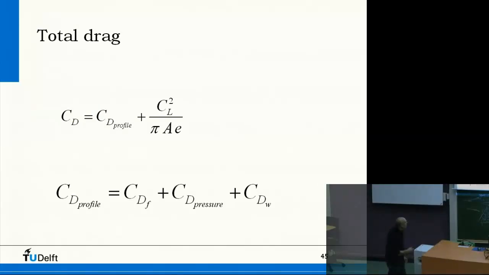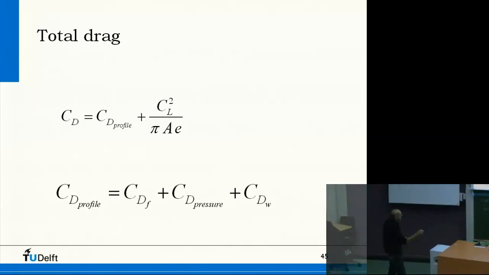Now, if we look at total drag of a wing, then the CD of a wing is the CD of the profile plus the term for the induced drag. If we look at a profile, then of course the CD is the part of the friction in the total CD, the part of the pressure drag, and, if we are in a compressible flow, the wave drag. I will not say much about this wave drag, and we will not talk about it so much.